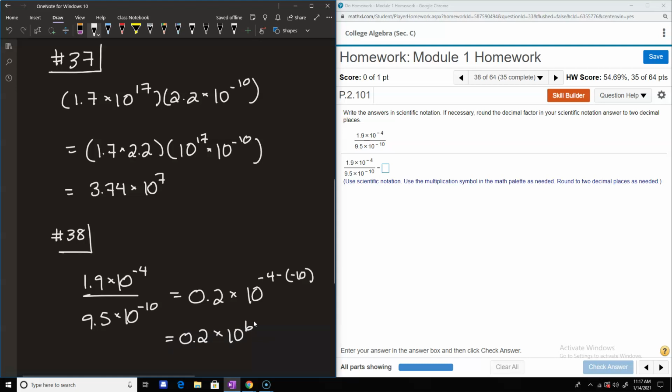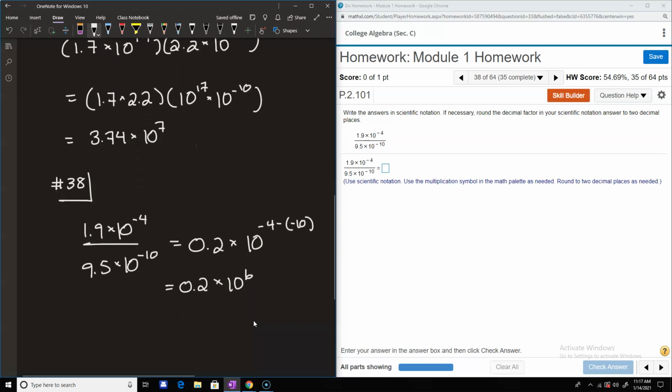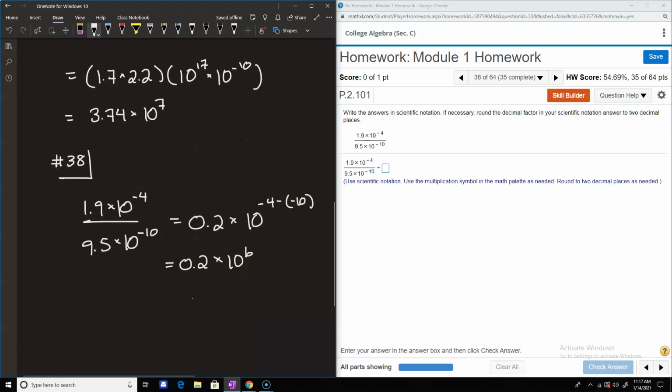Now the only issue here is 0.2 is not between 1 and 10. So we need to actually rewrite that. So notice, if we took away one of the 10s, we could write this as, say, 2 times 10 to the fifth.